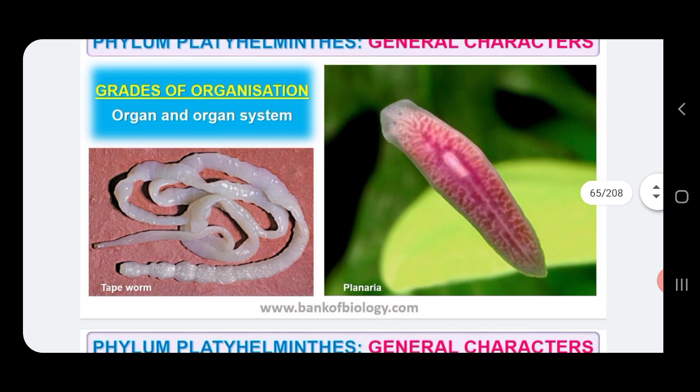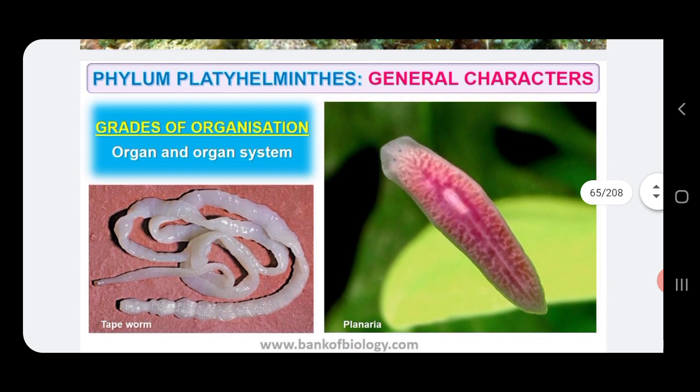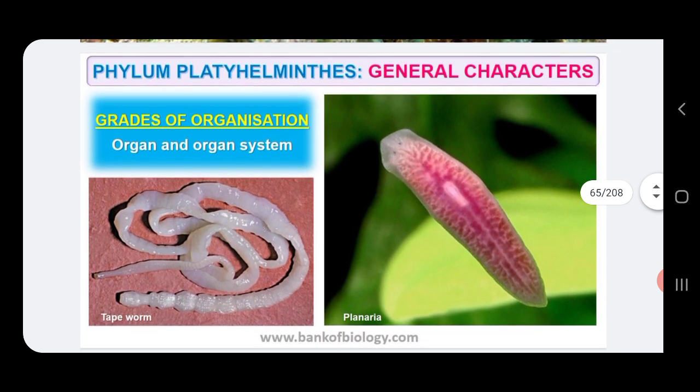So here the diagram you can see very nicely. They have given the diagram of a tapeworm and the planaria. So here they are characterized by the flat body, hence the name Platyhelminthes. Example for this is Taenia solium, that is common name tapeworm. Then Fasciola hepatica, that is liver fluke, or planarians. These are all the examples coming under the phylum Platyhelminthes.